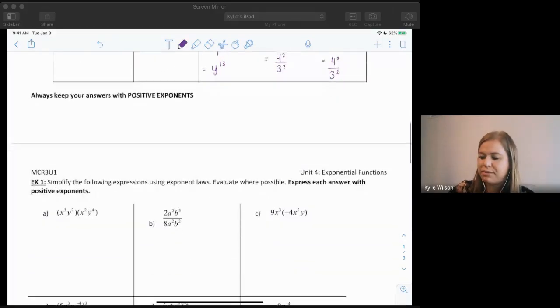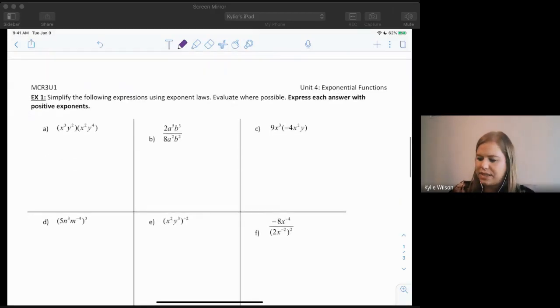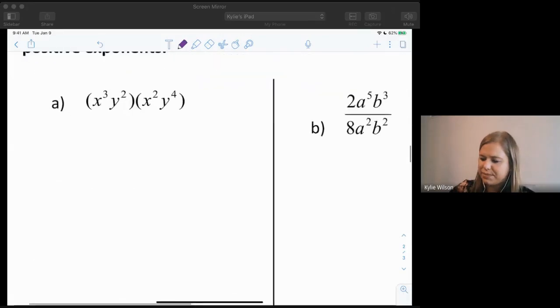So again, make sure your answers always have positive exponents. If they have negative exponents, you will lose marks and your answer is not fully simplified. So let's go through a few examples here.